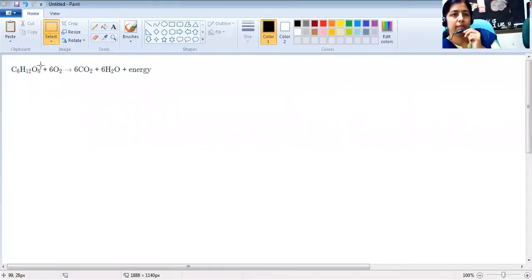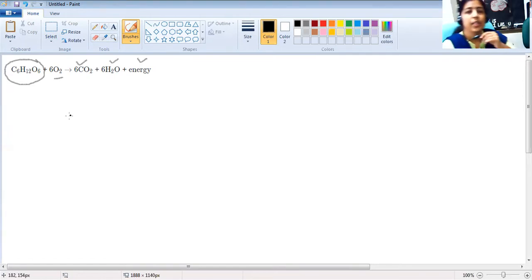Here we see the molecules of glucose. When glucose molecules combine with oxygen, they break down into carbon dioxide and water, plus energy. This process is cellular respiration.